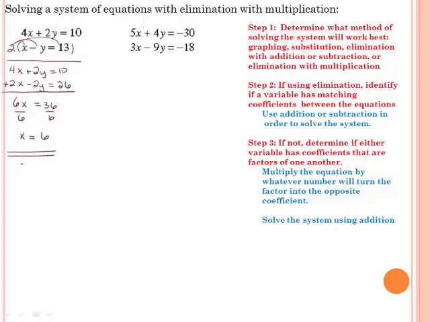I then take my x is equal to 6 and I plug it into either equation up top. In this instance, I'm going to use x minus y is 13. So I have 6 minus y is 13. I subtract 6 from both sides. I have negative y is equal to 7. That gives me y is equal to negative 7. So my solution to this system is 6, negative 7.